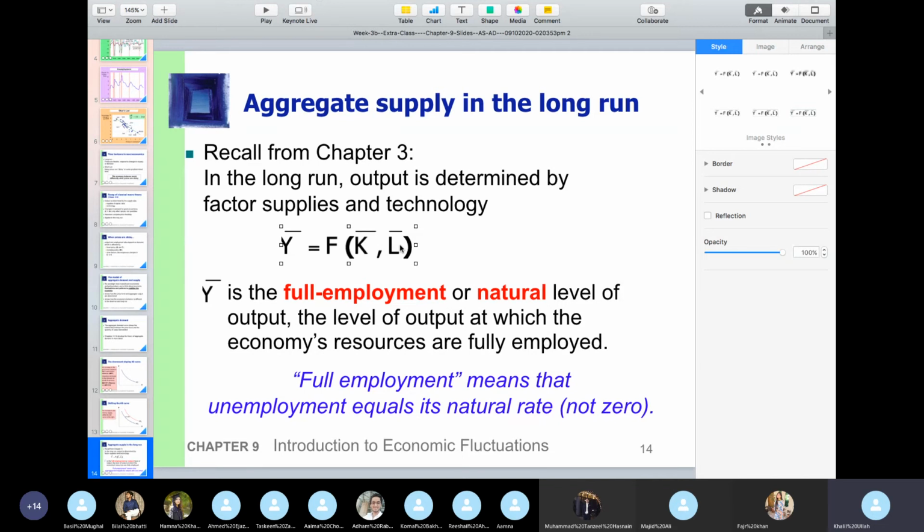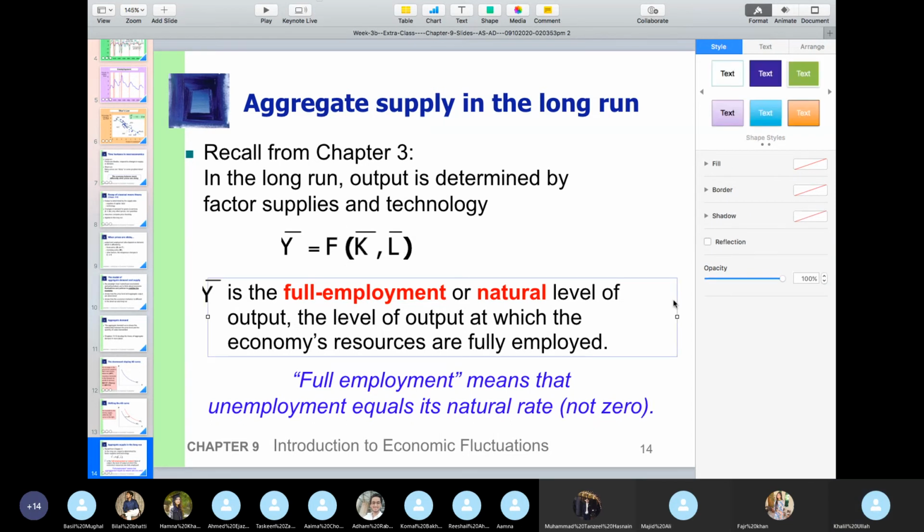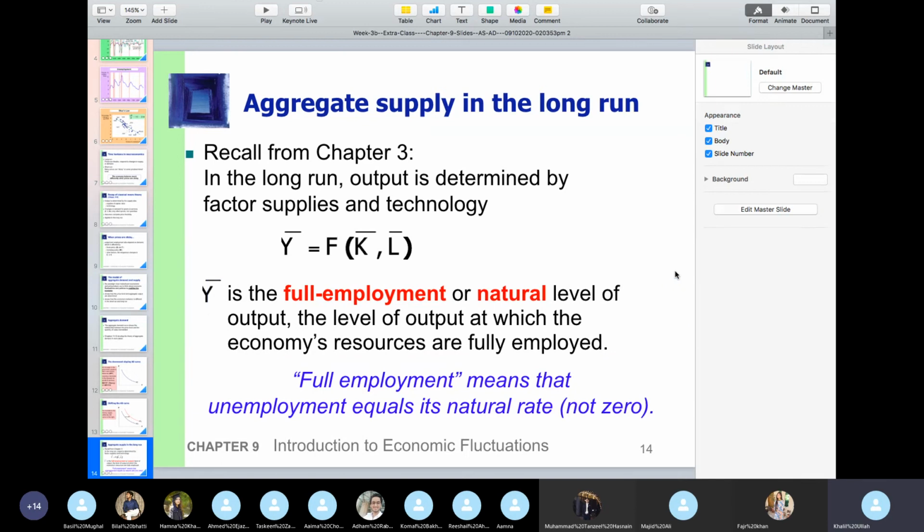However, full employment does not mean that everybody is employed, because in economies normally people keep changing jobs. So you will always find a certain percentage of people unemployed looking for jobs, because people who are looking for jobs are also classified as unemployed. And even people who are changing jobs are classified as unemployed.